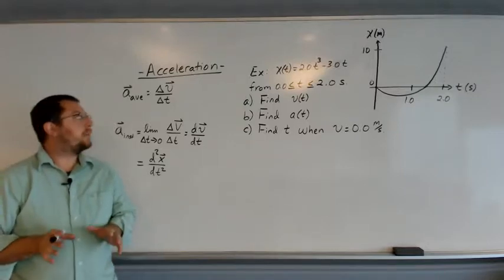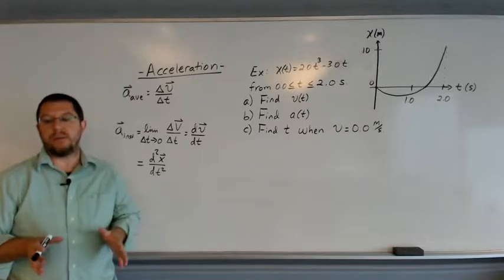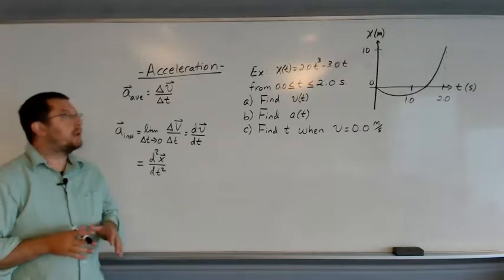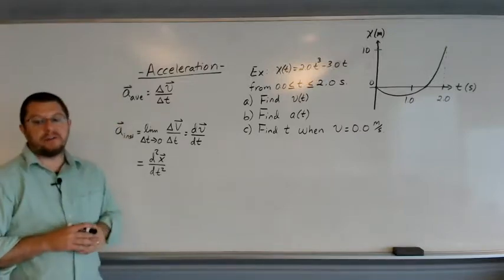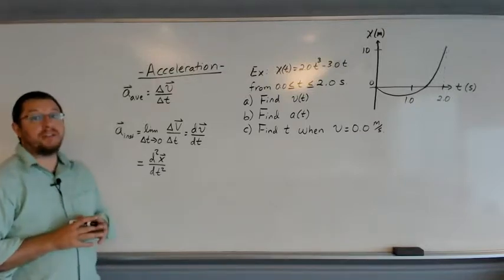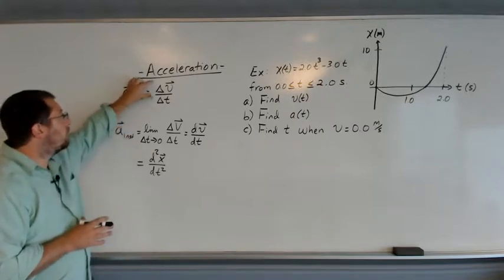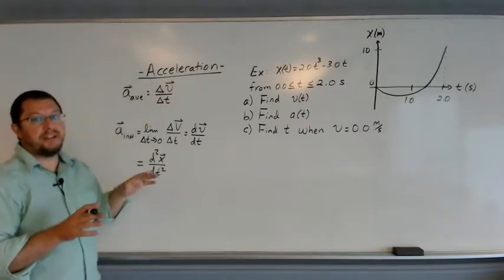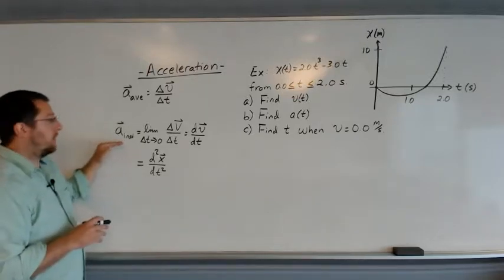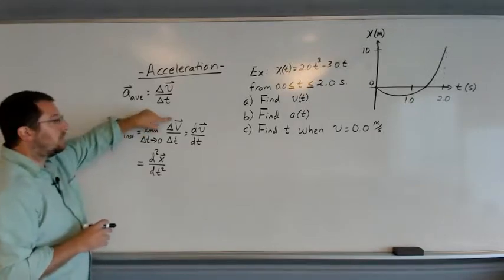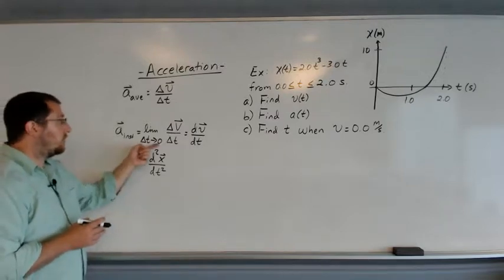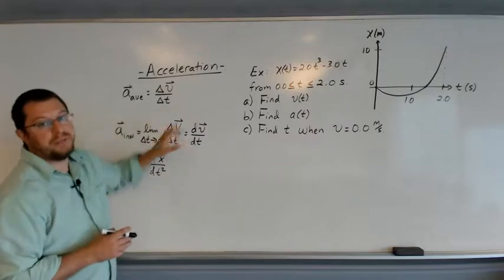Okay, so now we want to talk about acceleration from more of a calculus standpoint. We're going to define acceleration exactly the same way we did before. Your average acceleration is exactly the same as your average velocity was. It's just the change in velocity over the change in time, just like the average velocity was change in position over change in time. But your instantaneous acceleration, on the other hand, is your change in velocity over change in time in the limit that your change in time, or delta t, goes to 0. And that turns into the derivative.